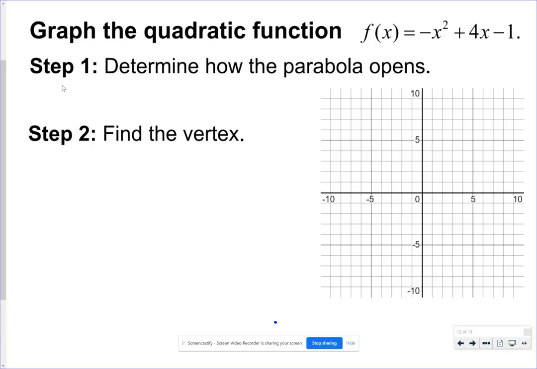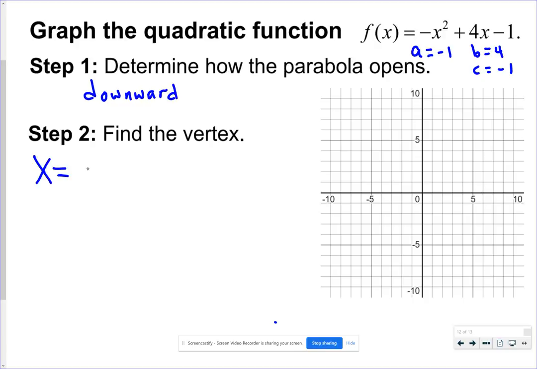This one's going to open down because a is -1. Look at your a value, it is -1. Your b value is 4. Your c value is -1. It's going to open downward because a is negative. So it's opening downward. We're going to find the vertex.